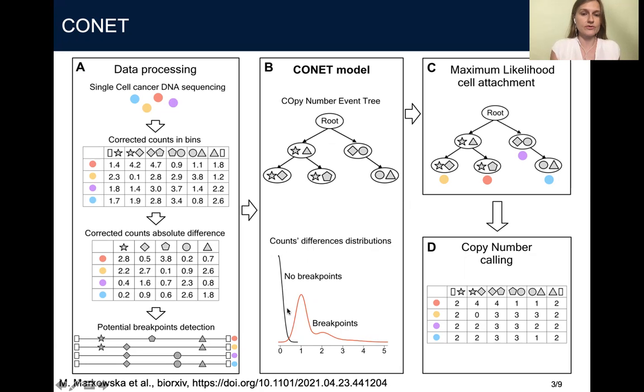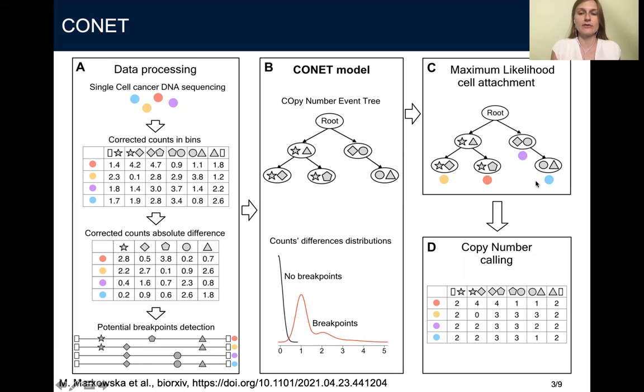The black distribution is the distribution for loci where we do not expect breakpoints, and the expected value is equal here to 1. And the red distribution is a mixed normal distribution with expected values 1 or more, because for the loci where we expect a breakpoint, the difference between corrected counts in adjacent bins should be 1 or more.